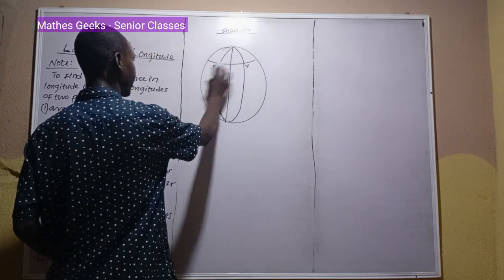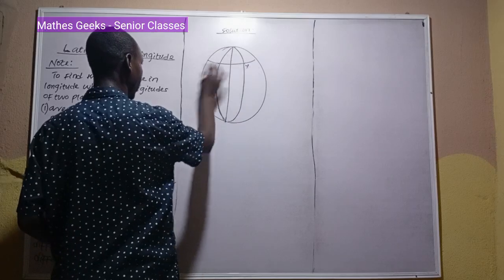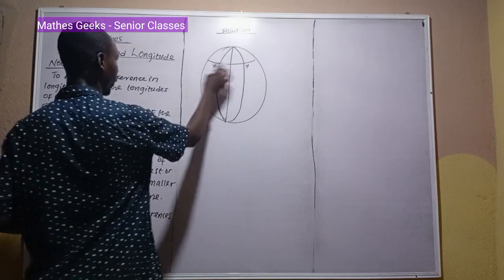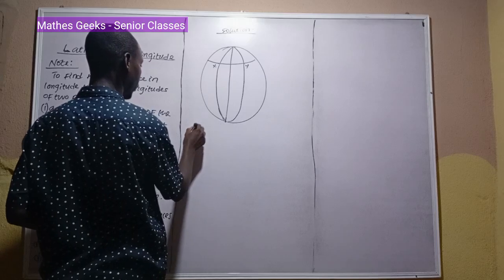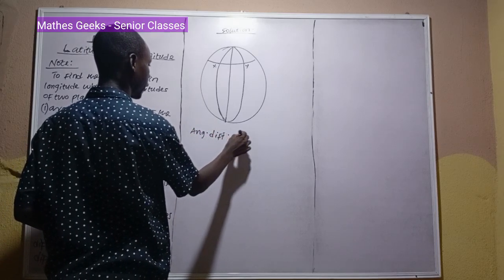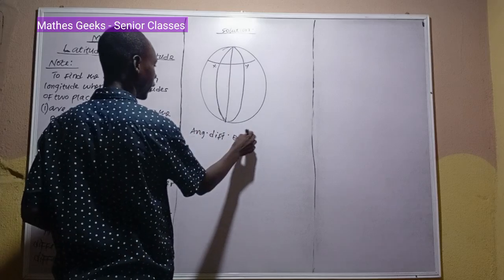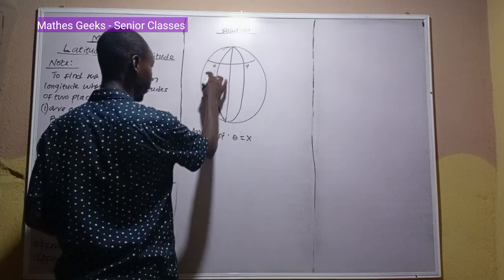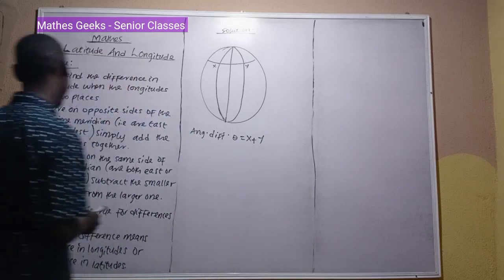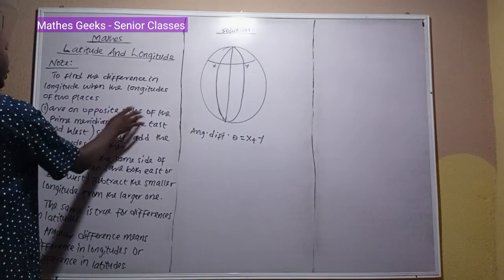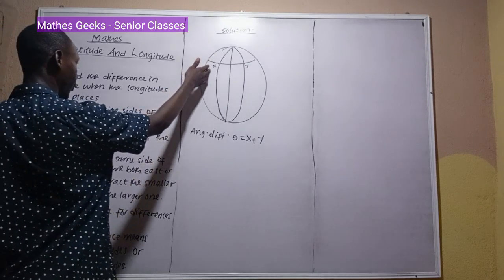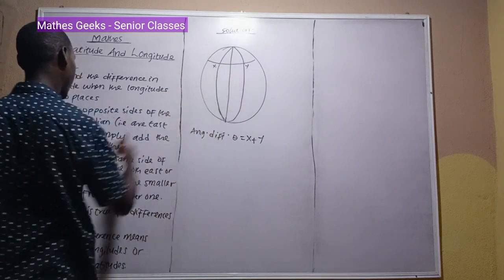Because the longitudes of X and Y are on different parts of the globe, the angular difference theta is equal to the longitude of X plus the longitude of Y, because they're on different parts of the globe. So two places are on opposite sides of the prime meridian, that is east and west. Here X is on the west, Y is on the east, so you add them together.